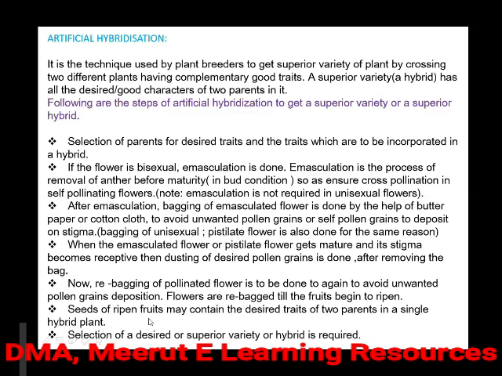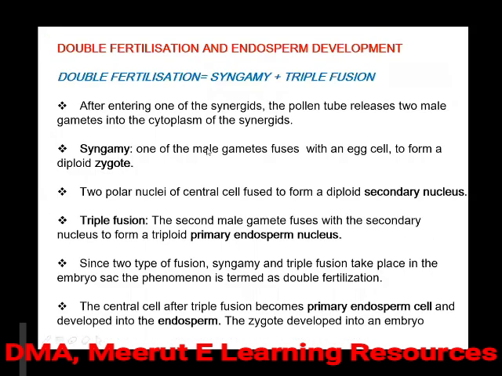And then you can select your desired variety, which may be a superior variety than the existing varieties. Got it? Now students, come to the next topic, that is double fertilization in angiosperms.